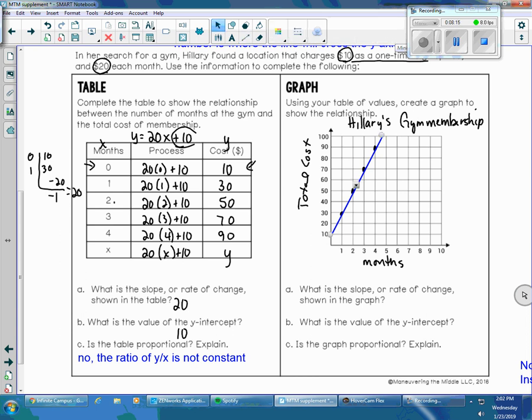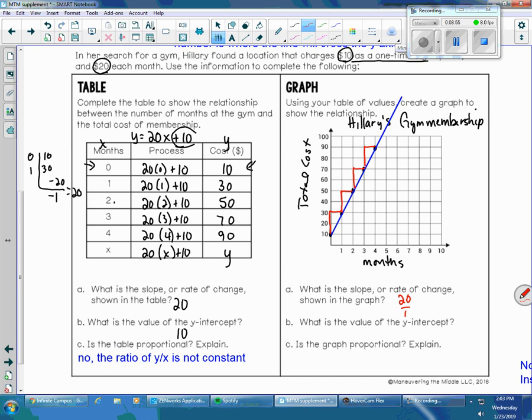Okay, this line I can use, like if my graph was longer, I could project my line into the future and say at 10 months, what is the cost? And I can use my graph to tell me that. What is the slope or rate of change shown in the graph? Now again, I can count my slope just like I learned how to do. I'm going to start at 10, that's an integer point here, and I'm going up 10, 20 over 1. So it's going to be 20 over 1. My rise is 20, my run is 1. It's going to be the same, consistent throughout the graph.